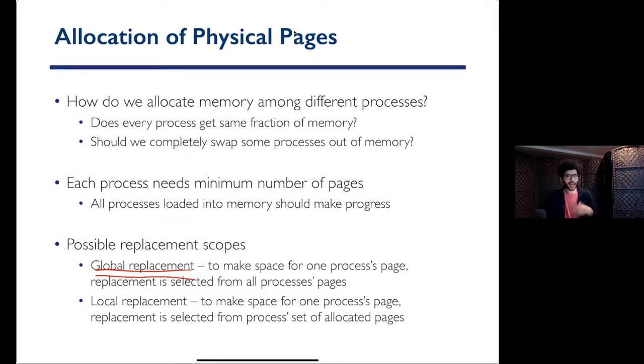Now, an alternative to this is to do local replacement. If process 1 wants to bring a new page to memory, the victim has to be one of its old pages. So this way, we are not going to take away any physical page from another process. So if you really want to enforce allocation, you also have to enforce allocation in your replacement policy.